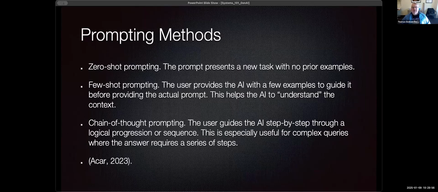So there are some different prompting methods in which you can give an AI prompt. The first is zero shot prompting. The prompt represents a new task with no prior examples. Few shot prompting. The user provides the AI with a few examples to guide it before giving it the actual prompt. This helps the AI to understand the context.